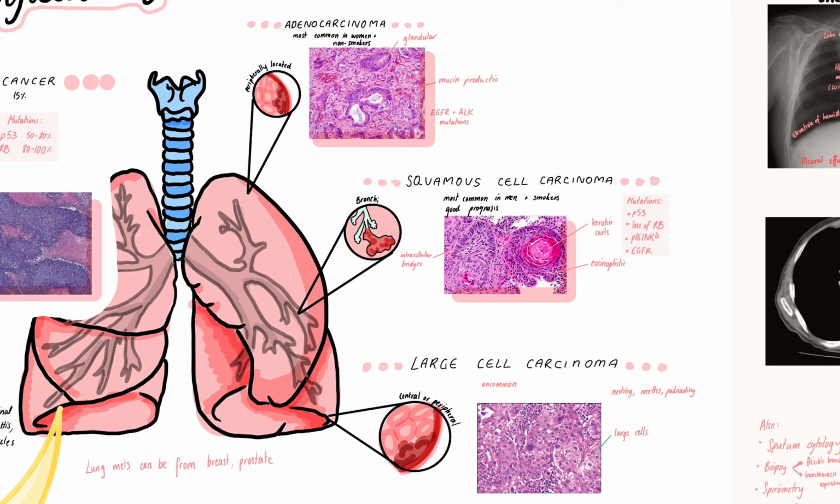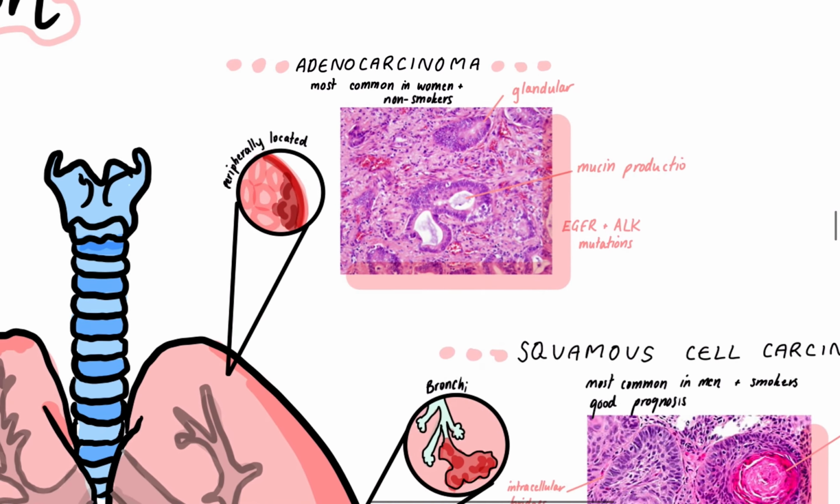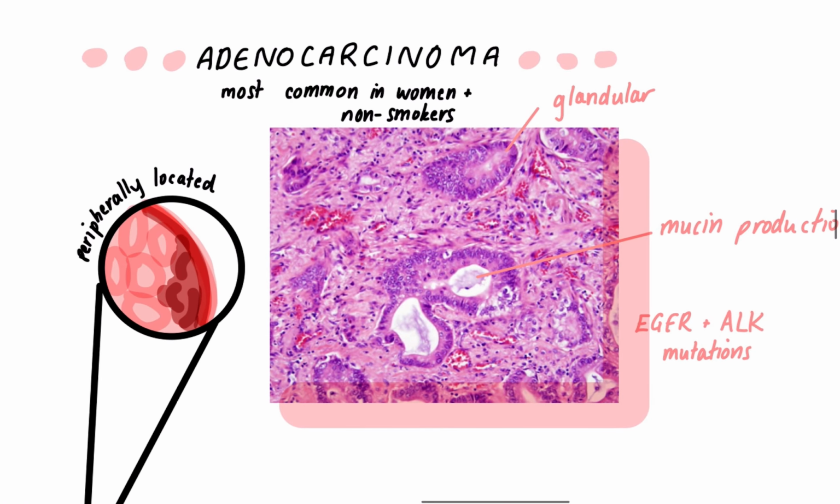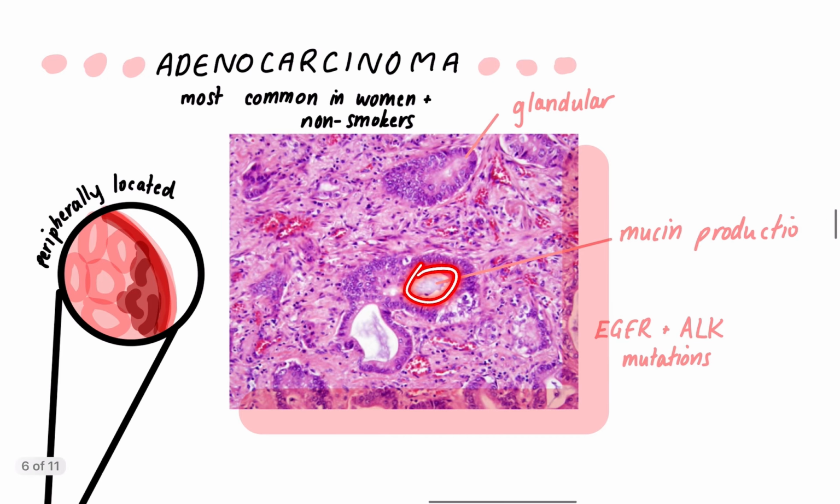So, starting with adenocarcinoma, these are very characteristically usually found in the periphery of the lung. So if you're taking a CT scan and the tumor isn't touching the bronchus, it's most likely going to be an adenocarcinoma. So this is the most common type of lung cancer, and it most commonly affects women and non-smokers. Upon histological section or biopsy, you're going to see glandular proliferation, so that's dysplastic glands, the production of mucin.